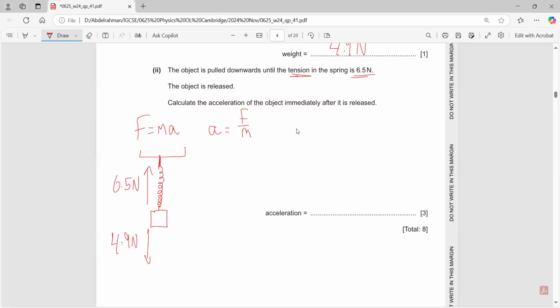So first of all, you need to find the resultant force. The resultant force, F, would be equal to 6.5 minus 4.9, which is 1.6 newtons. This is the resultant force. Then you have the mass, so acceleration equals force over mass, 1.6 divided by the mass, which was 0.5, giving you an acceleration of 3.2 meters per second squared.